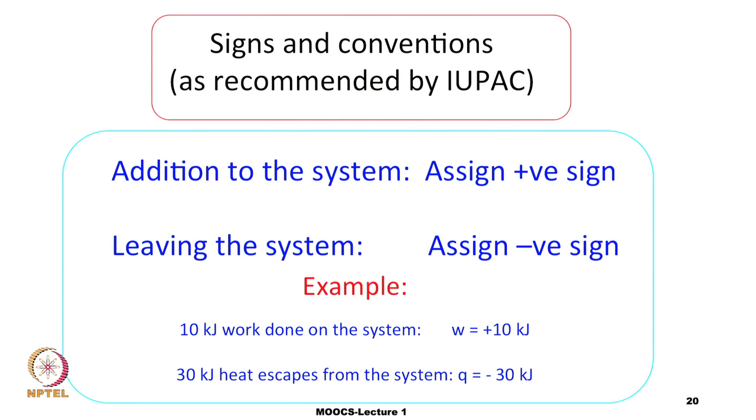Signs and conventions must be adhered to as recommended by the IUPAC. Whenever something is added to the system, assign a positive sign. Whenever something leaves the system, assign a negative sign. For example, if work is done on the system, then we say W is equal to plus 10 kilojoules. When 30 kilojoule heat escapes from the system, Q is equal to minus 30 kilojoules.